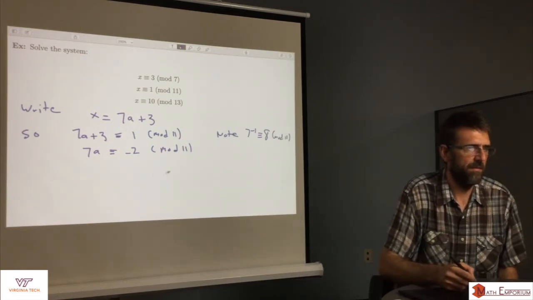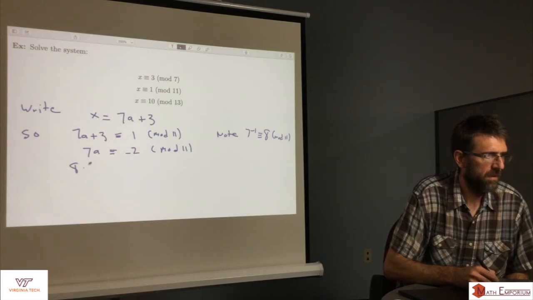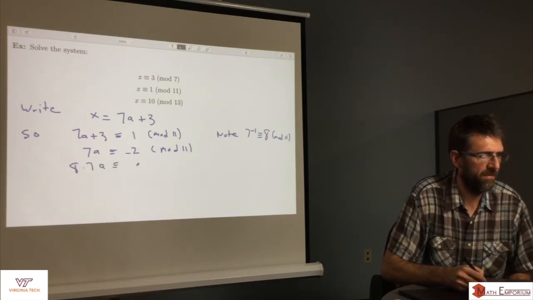So mod 11, 7 inverse is 8. Okay, so I can multiply both sides of this by 8.